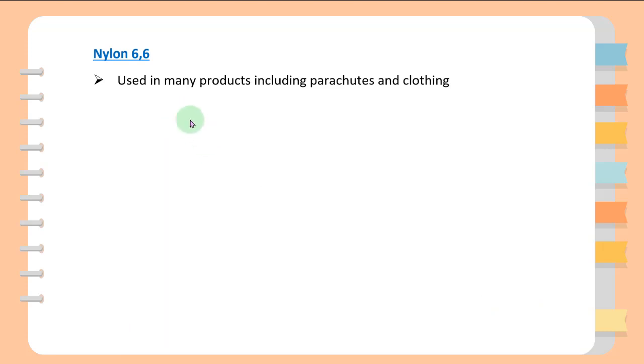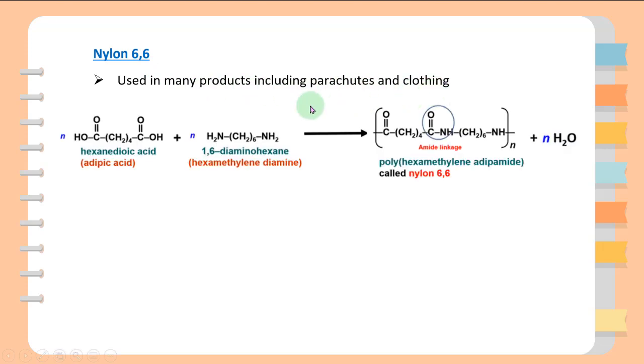Next example of polyamides, we have nylon 6,6. This nylon is used in many products, including parachutes and clothing. It involves hexanedioic acid and 1,6-diaminohexane. So N molecules of dioic acid and N molecules of this amine. And when it undergoes condensation polymerization, it forms a straight chain polymer. And over here, you have this amide linkage in between. Imagine the same thing for this carboxylic acid, take out the OH from both ends. And for this diamine, take out the hydrogens from both ends. So we are forming N molecules of H2O.